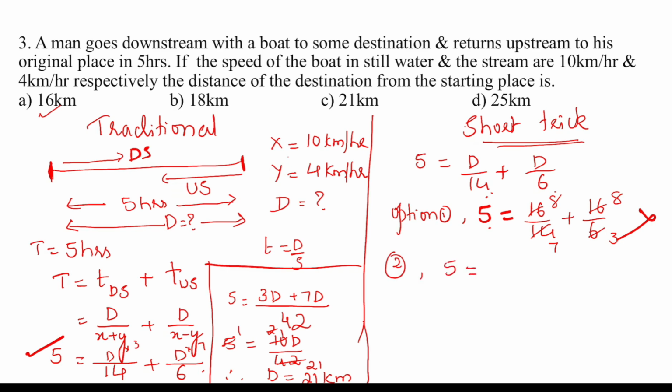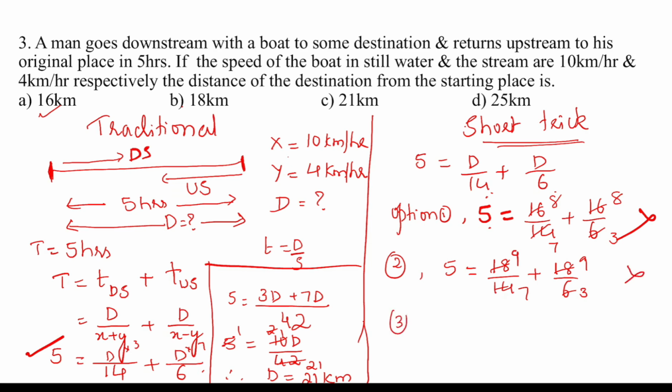Then we'll see option 2. Option 2 is 18 kilometer. So substitute 18 in the place of D. So it is 18 by 14 plus 18 by 6. Now again, it is 9 by 7 and 9 by 3. Even if you solve these in points, you will not get a proper answer. So this is also not applicable.